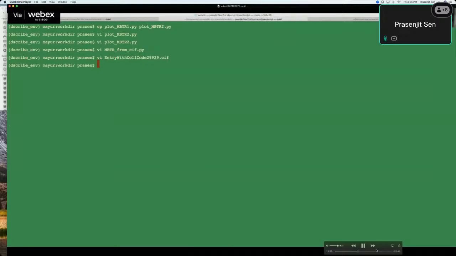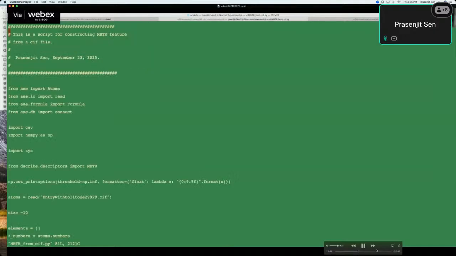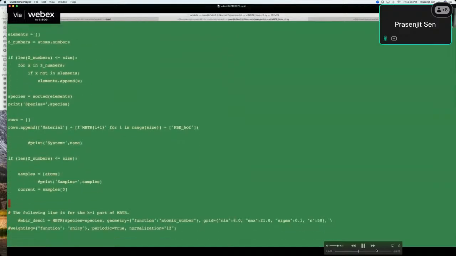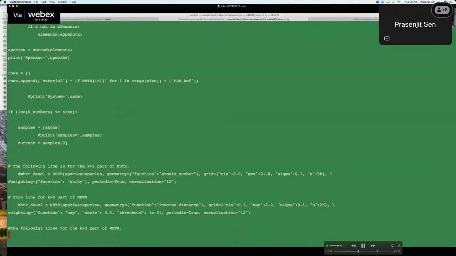You don't have to understand it line by line, but you just have to know that given a proper CIF file, ASE read can directly read the structure from that CIF file, which is done in this line. Then for MBTR, there are 3 components of MBTR. MBTR for K equal to 1, that is 1 atom motif. K equal to 2, 2 atom motif. K equal to 3, 3 atom motif. And that's how we discussed.